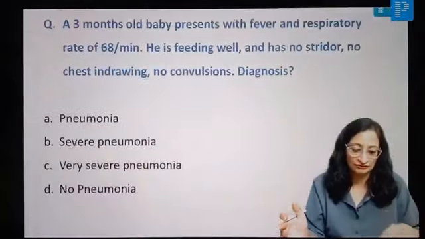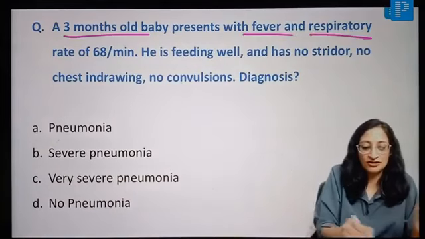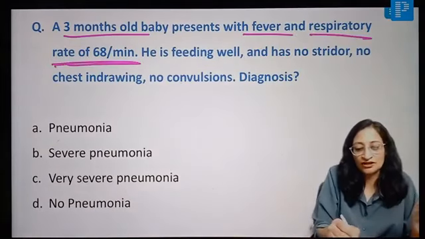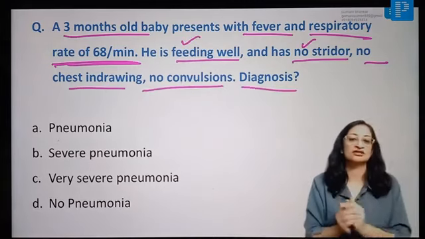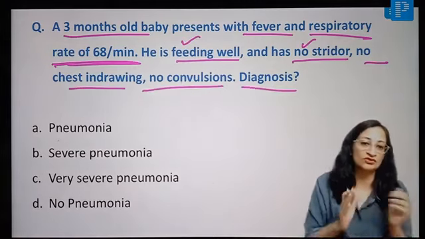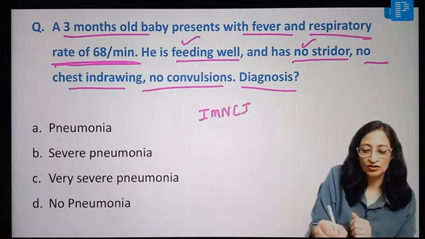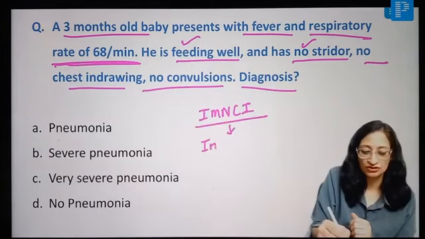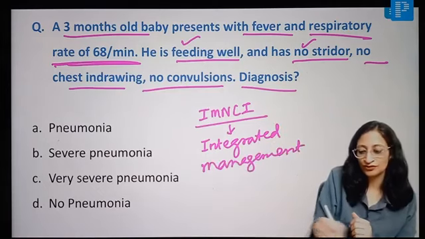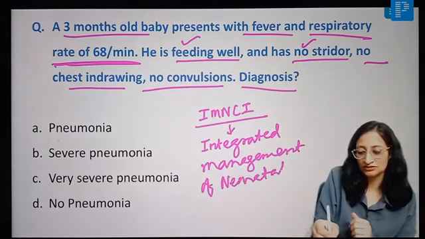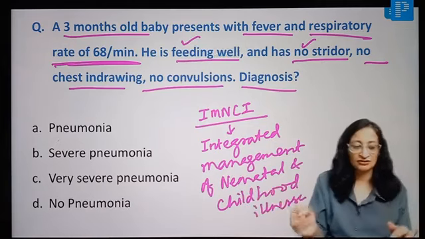Now, a 3-month-old baby presents with fever, respiratory rate of 68 per minute. He is feeding well, no stridor, no chest indrawing, no convulsions. What is the diagnosis? Is it pneumonia, severe pneumonia, very severe pneumonia, or no pneumonia? So this you have to diagnose using the IMNCI guidelines. What is IMNCI? These are algorithms given by WHO, that is, Integrated Management of Neonatal and Childhood Illnesses.